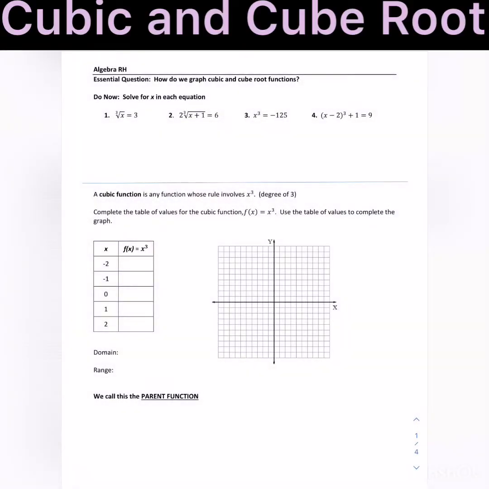Hey, what's going on? Today we're going to do a couple new lessons. We are going to graph cubic functions and also cube root functions today. What I want you to do is attempt the do now.